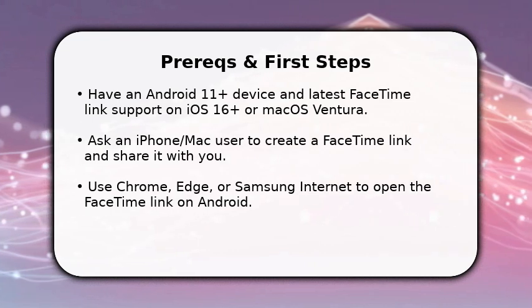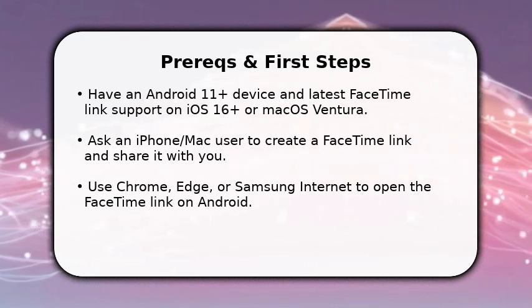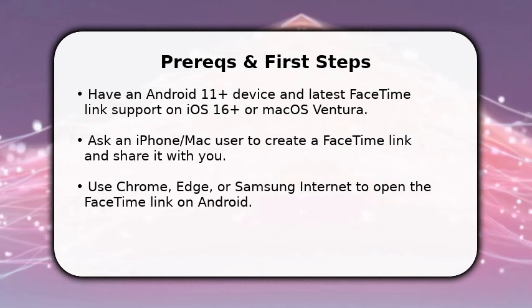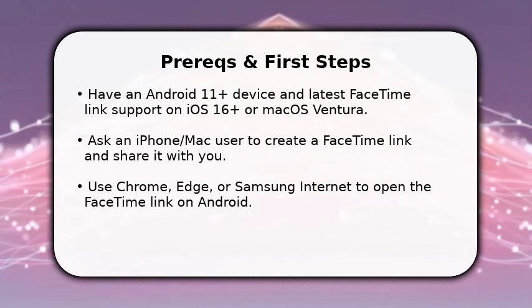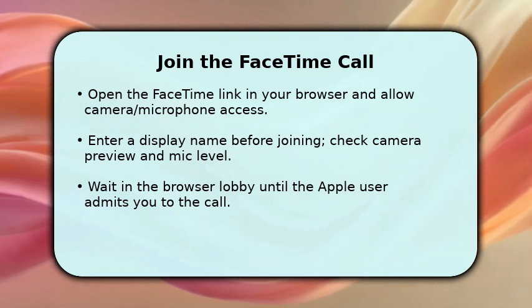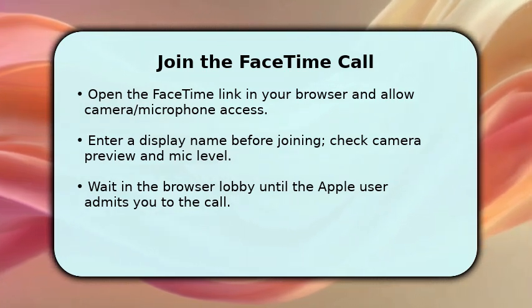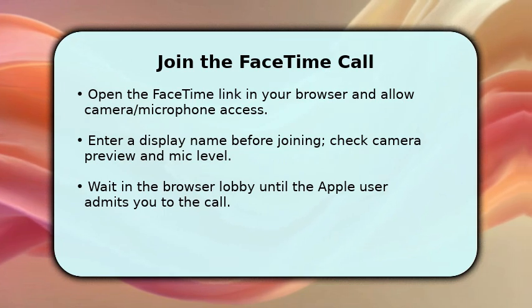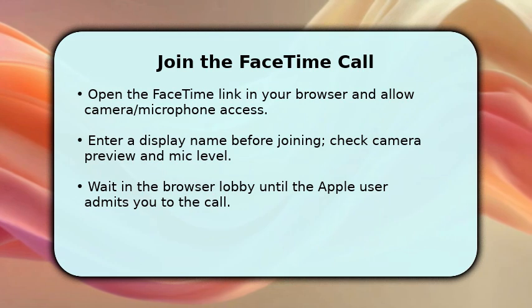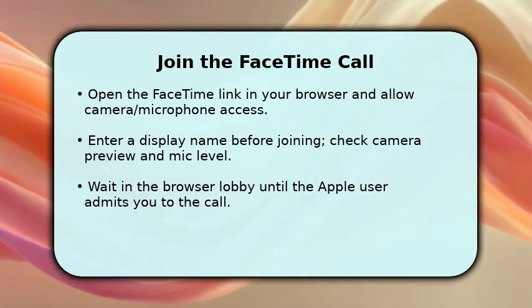This is the only supported path because FaceTime on Android works through a hosted web session started by an Apple device. Once you open the link in Chrome or Edge, the browser will request permission for camera and microphone. Grant both so audio and video work. Enter a clear display name. This helps the host identify you. You'll see a preview, adjust camera angle and mic sensitivity if needed, then tap Join.